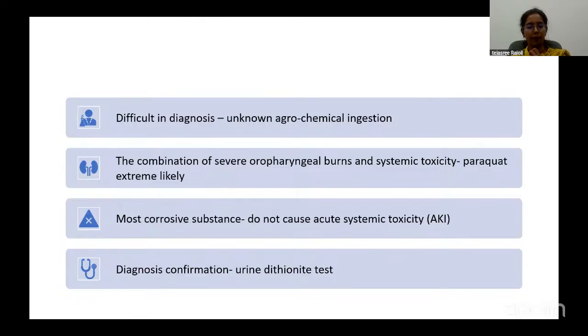And most of the pesticides will not cause oropharyngeal burns; they cause systemic toxicity. So, to differentiate a corrosive poisoning or other pesticide poisoning from paraquat, it should be a combination of severe oropharyngeal burns with systemic toxicity. And if in doubt, always do a urine dithionite test to confirm your diagnosis.